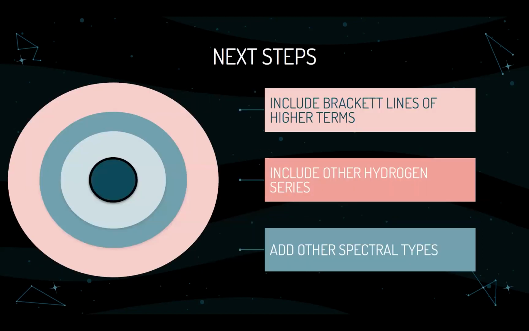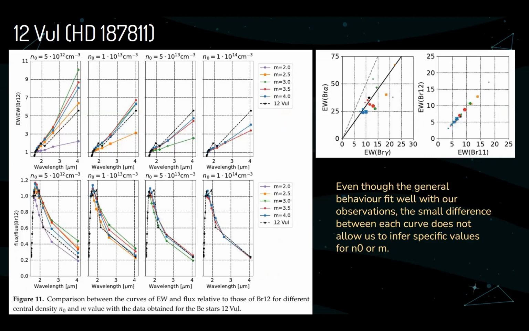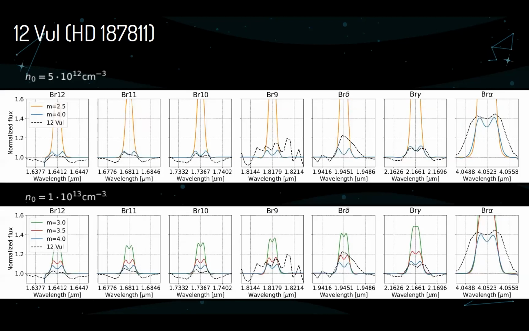So what do we want to do now? We want to include higher terms from the Brackett series, because that will allow us to separate these curves better. This line will be different, so these curves are expected to be more separated, and probably we can fit better with that.